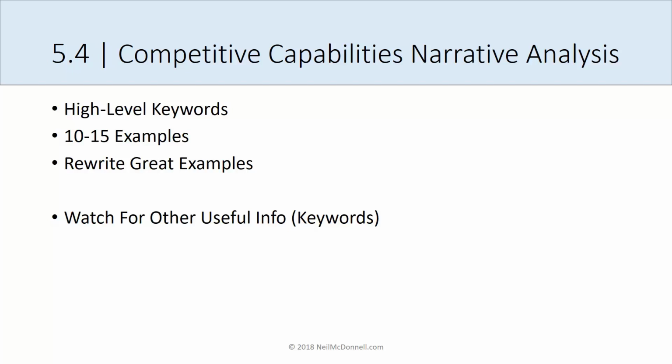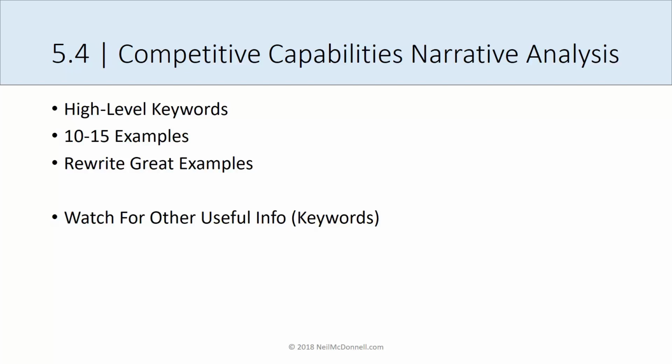In the last lesson, we took a stab at writing our first draft of the capabilities narrative. We went through with high-level keywords and then an opening sentence and then paragraphs. In this lesson, we're going to create a second draft of our capabilities narrative based on examples from our competitors.